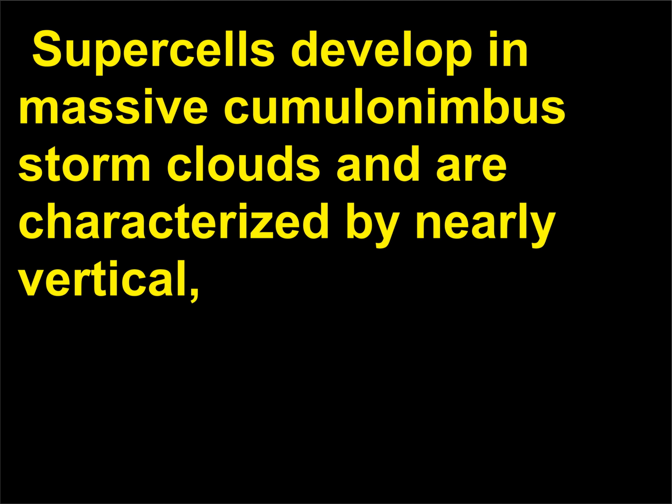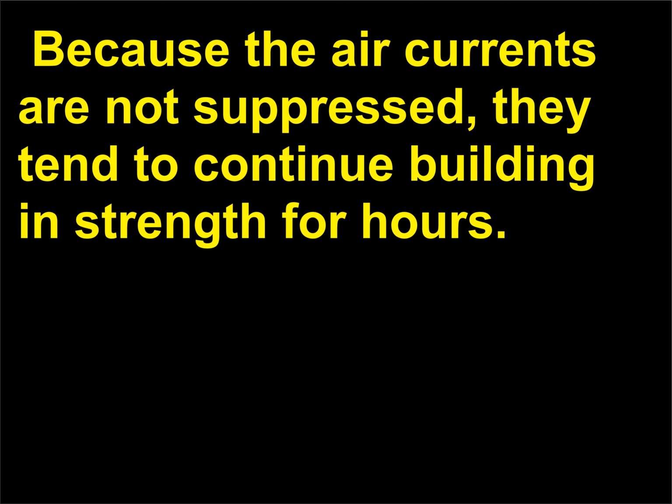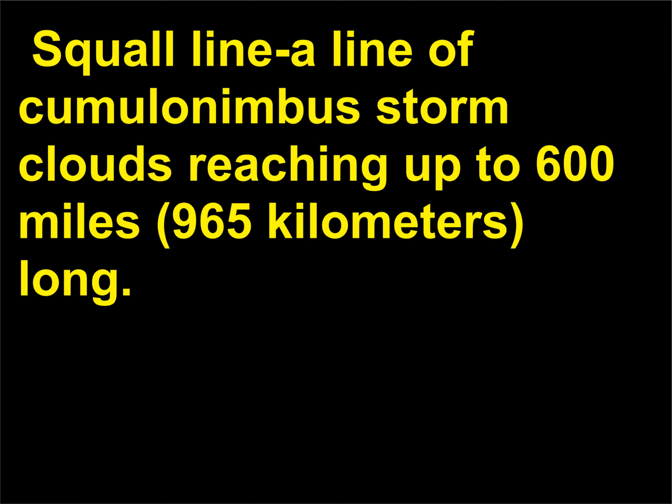Supercells develop in massive cumulonimbus storm clouds and are characterized by nearly vertical, unsuppressed updrafts and precipitation falling at a nearly horizontal angle. Because the air currents are not suppressed, they tend to continue building in strength for hours. Squall line, a line of cumulonimbus storm clouds reaching up to 600 miles, 965 kilometers, long.